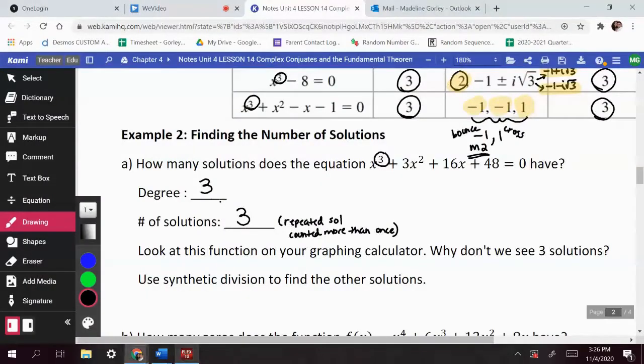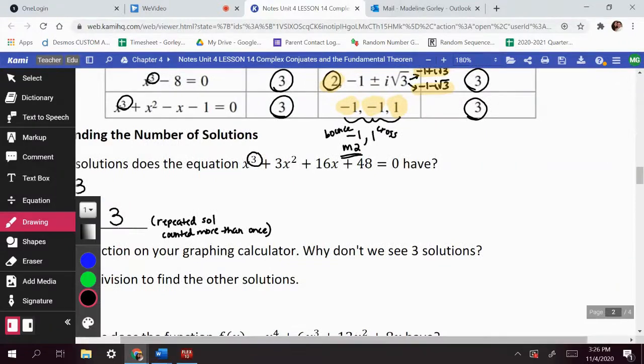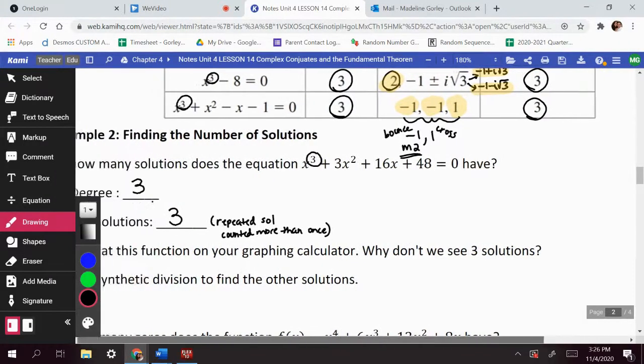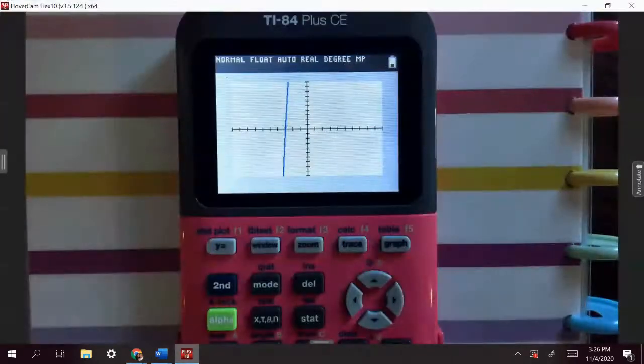Let me go back. It says, look at this function on your graphing calculator. Why don't we see 3 solutions? Well, what could be happening? Right now, I only see 1 solution, but I know there should be 3 solutions. What could be happening?